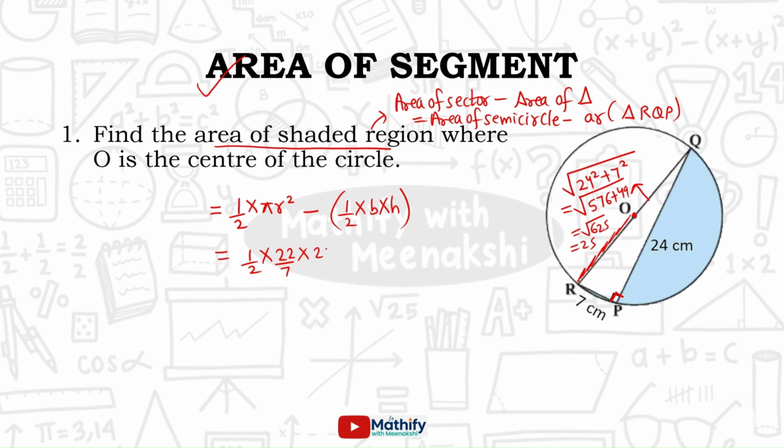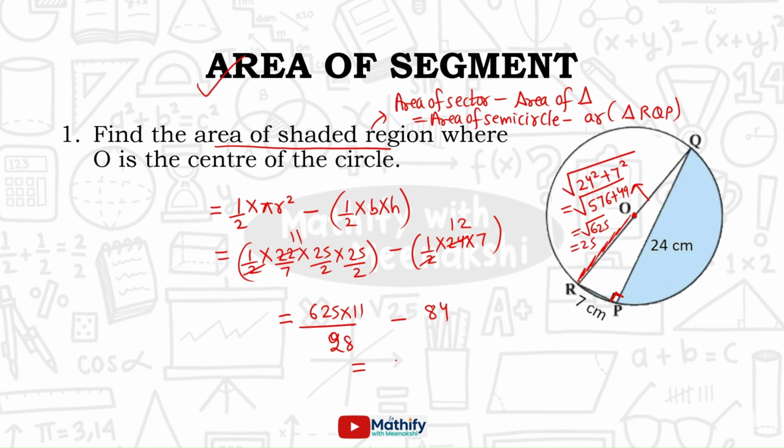So I can write 25 by 2 into 25 by 2 minus half into base into height. Base and height are 24 and 7. Just cut this. Here also we can do cutting. It's 11 and the rest we can't cut. So 25 into 25 is 625 into 11 by 7 into 4, that's 28, minus 12 into 7, that's 84. Now if you solve this, what will you get? You will get 161.55 centimeter square. Just take the LCM.